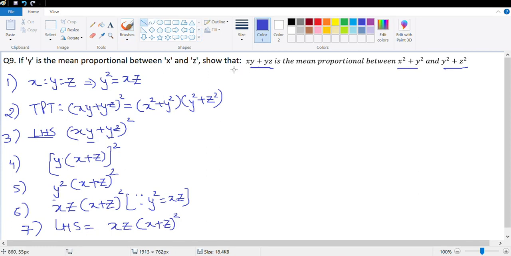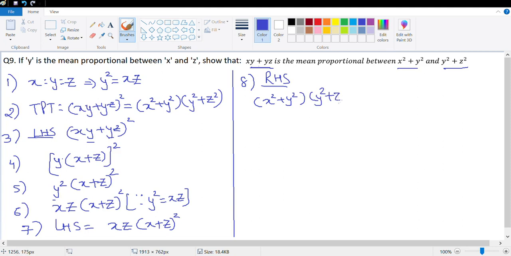Let's see if we can prove right hand side equal to the same thing. Let's try. So right hand side now, what we have is (x square plus y square) multiplied with (y square plus z square). Now x square is obviously x square, y square is xz, and z square is z square. Reason, since y square is equal to xz. That's the only thing I have replaced.